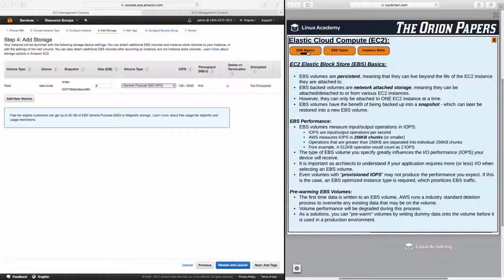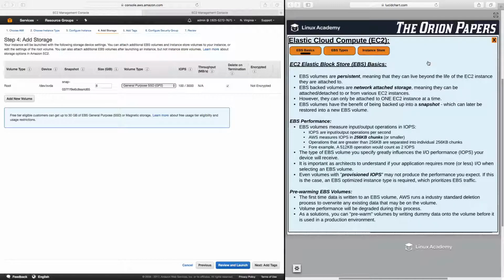So I have two sections here for EBS because this is the most common and most in-depth type of storage we're going to talk about, but we will briefly touch on Instance Store because that is something that you're going to need to know for the CSA exam. So let's first talk about Elastic Block Store, or more commonly referred to as EBS.